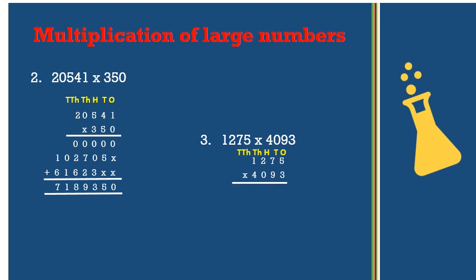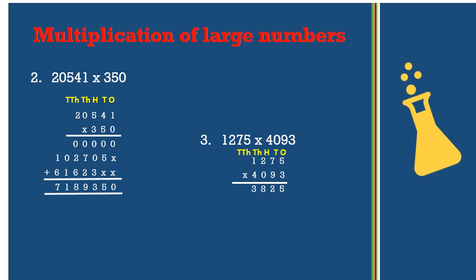Now children, in 4093, 3 is at ones place, 9 is at tens place, 0 is at 100 place and 4 is at 1000 place. So we will start from the digit which is at ones place, that is 3. So we will multiply 1275 by 3 and our product is 3825.